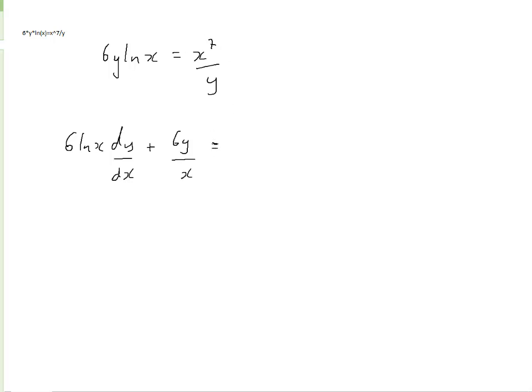Then the right hand side, here we can practice the quotient rule. So we differentiate the top, so 7x to the power 6 times the bottom, y, minus, because it's quotient rule, this stays the same, x to the power 7. Differentiate y, you just get 1. But then you have to multiply by dy by dx. That's the top part. And then it's quotient rule, so we also have to divide by the bottom squared, which is y squared.